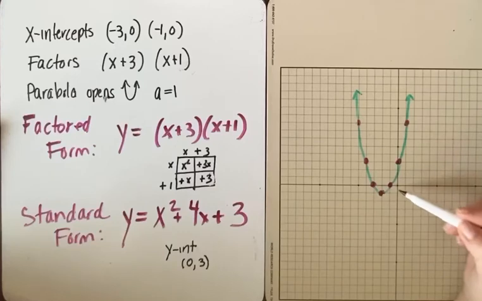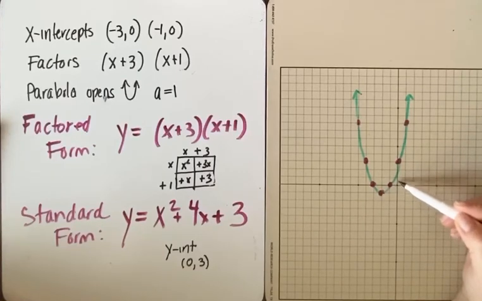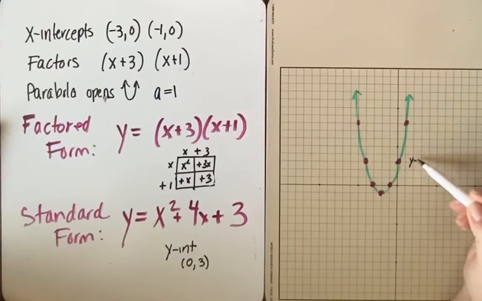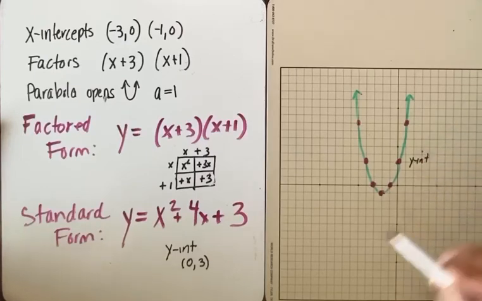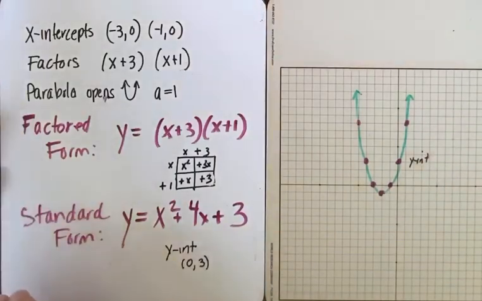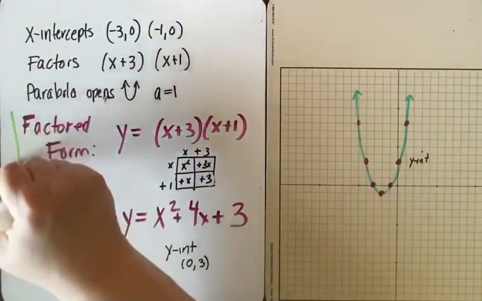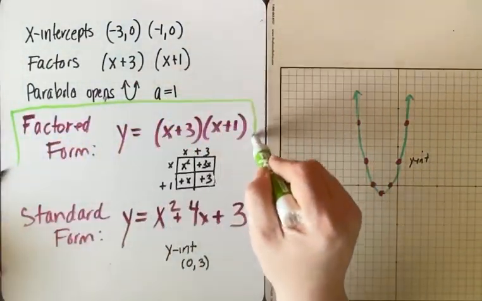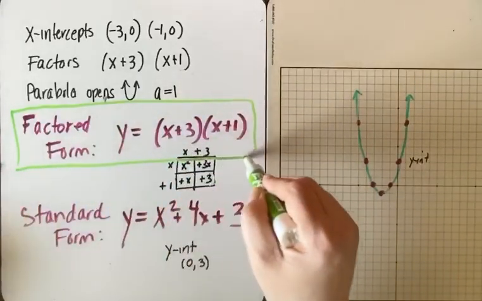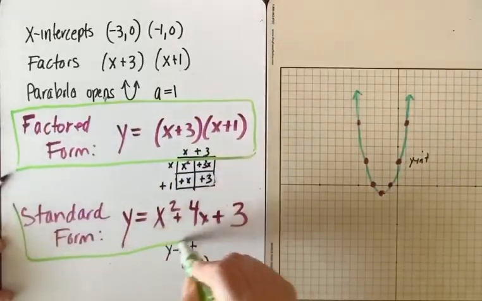And if we look at our graph that was given to us over here, you can see that right there is the y-intercept at 0, 3. And so we have been able to look at our graph and identify and write our factored form and our standard form.